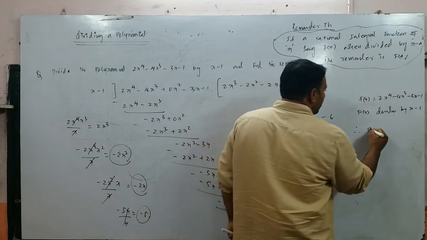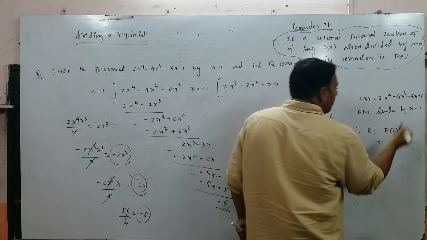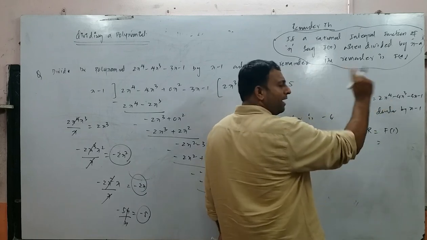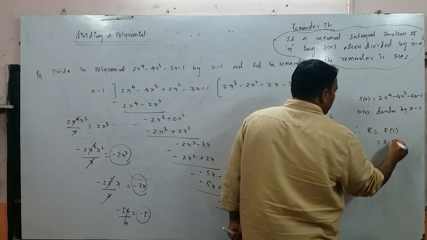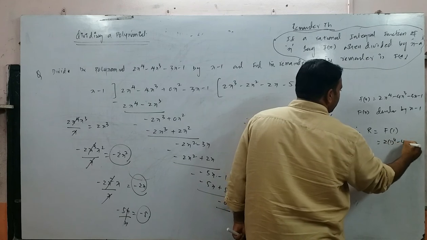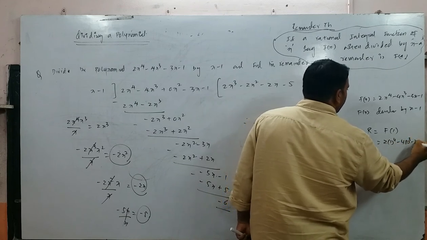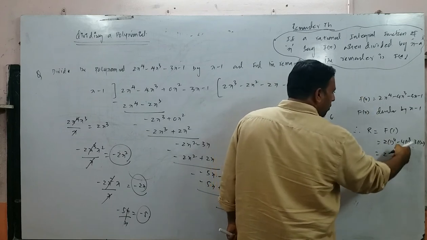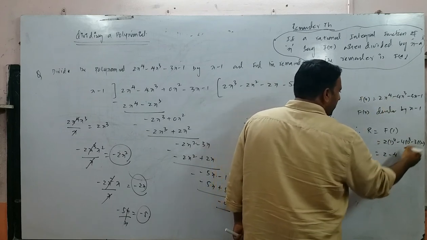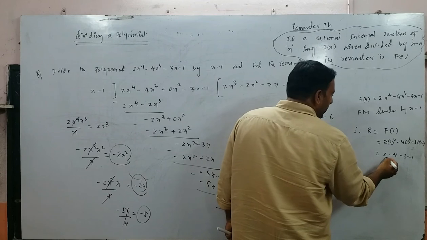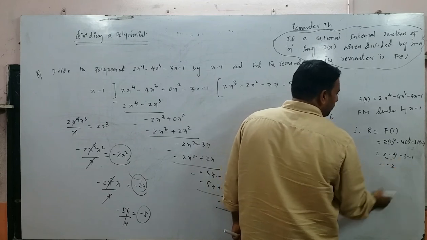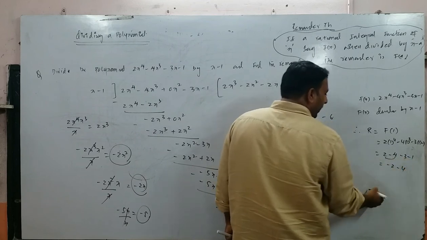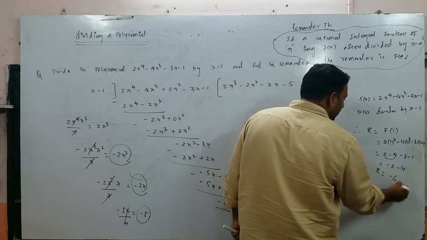So therefore, remainder will be simply what? F of 1. Means what am I going to do? I am going to substitute the value of x equal to 1. Check what you get. 2 into 1 to the power of 4 minus 4 into 1 cube minus 3 into 1 minus 1. What is 1 to the power of 4? 1. 1 twos are 2. 1 cube is 1. 1 into minus 4 is minus 4. Minus 3 minus 1. What is it? 2 minus 4? It is minus 2. What is minus 3 minus 1? It is minus 4. And what is the remainder? Remainder is equal to minus 6.